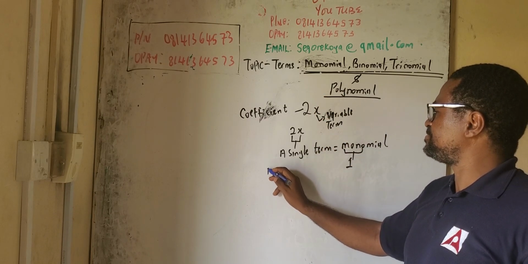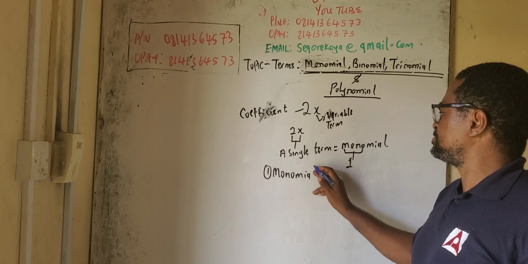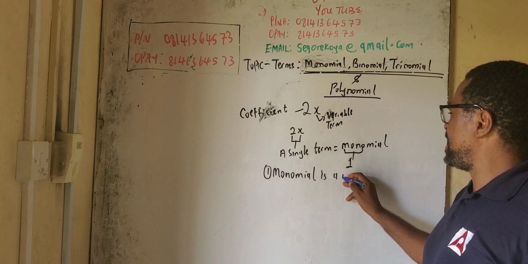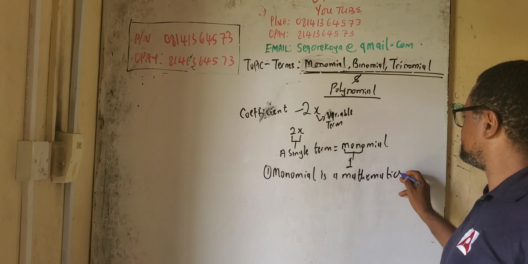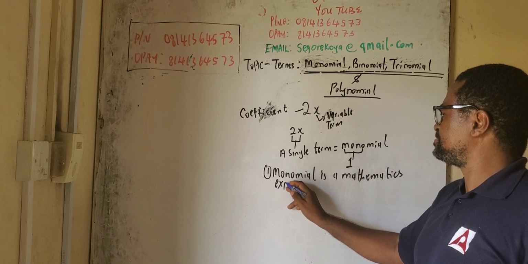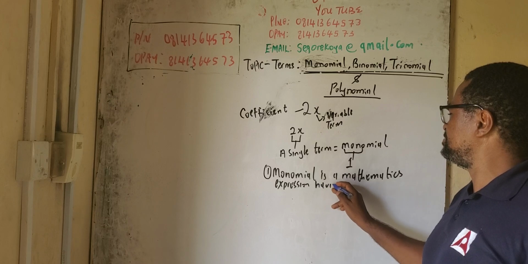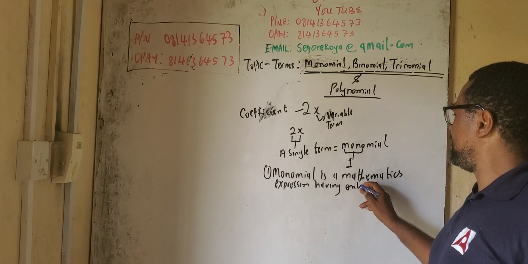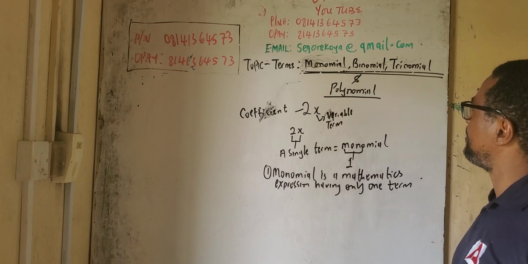So definition: monomial is a mathematics expression having only one term. That's monomial.